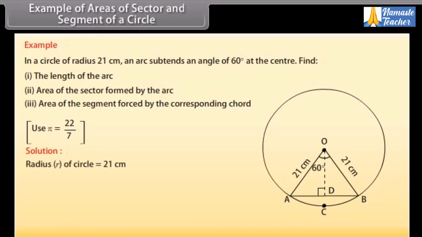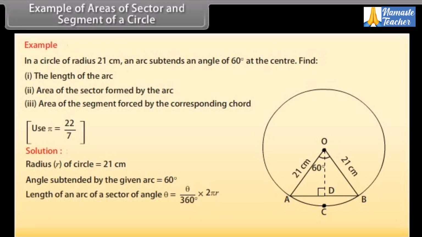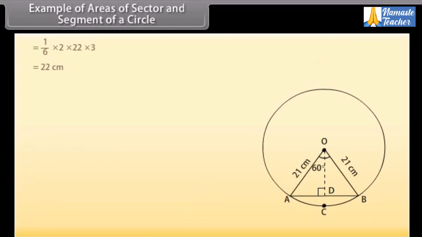Radius r of circle is equal to 21 centimeter. Angle subtended by the given arc is equal to 60 degree. We know that the length of an arc of a sector of angle theta is equal to theta upon 360 degrees into 2 pi r. Therefore, length of arc ACB equals 22 centimeter.